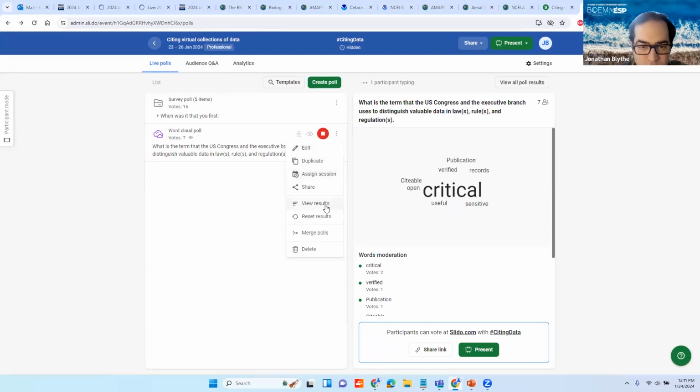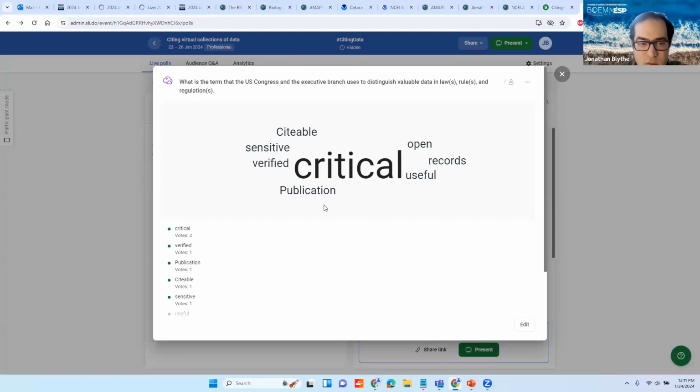Let me view the results. Critical. Give some more time. Actually, no, we don't have lots of time. We are burning through time, so I'm going to have to wrap it up. Okay, let me see. I see the word critical seems to be the most upvoted. There are only 2 votes for that, so don't weight it too much. Citable, sensitive, verified, publication, useful, records, and open.